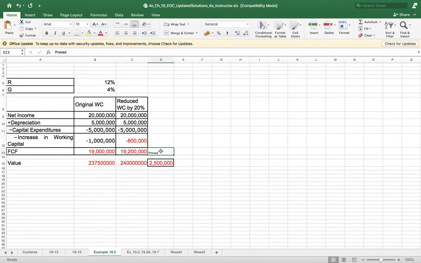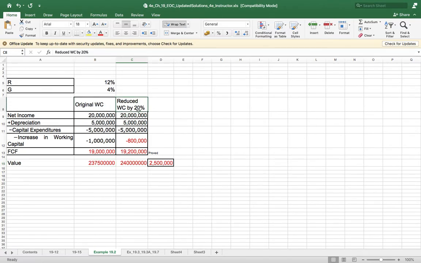It is proved here that because of the 20% reduction in working capital, the cash flow has increased. You see, 19 million increased to 19.2 million. That means the same amount increased in the free cash flow. Now the question is, what about the impact on the value? When the working capital was 1 million, the value of the company will be free cash flow divided by WACC minus growth. That is equal to 237.5 million. So 237.5 million will be the value in the original condition.